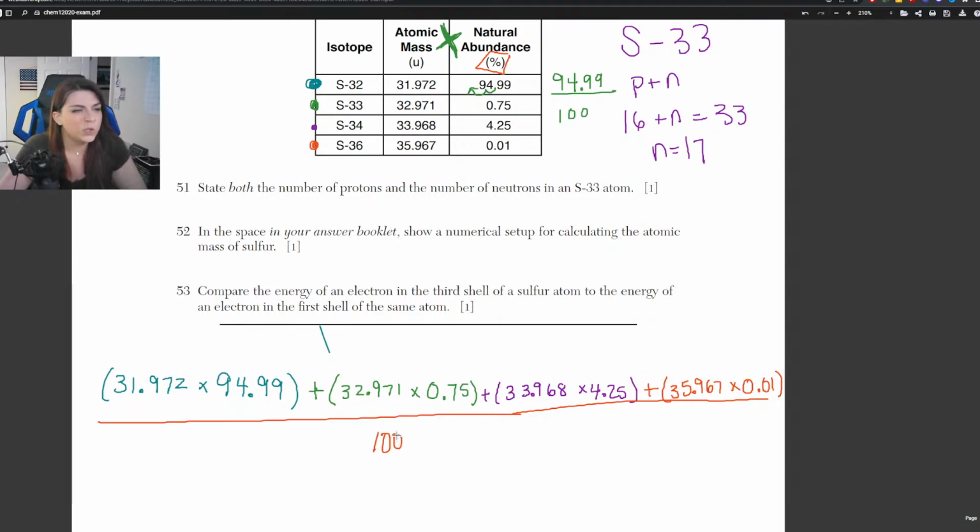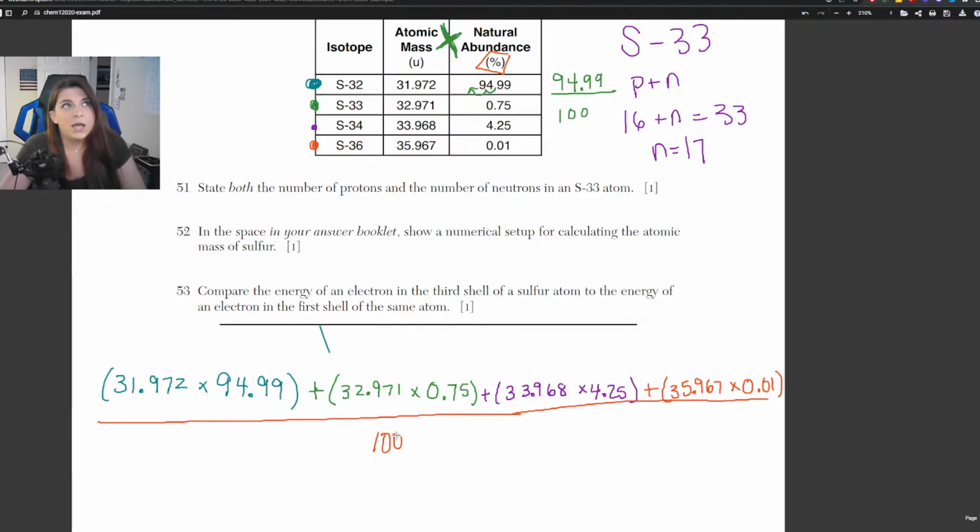Then question 53 says compare the energy of an electron in the third shell of a sulfur atom to the energy of the electron in the first shell of the same atom. It wouldn't matter if it was sulfur, chlorine, gold, titanium, or bismuth. If the electron is further away from the nucleus, it has more energy.